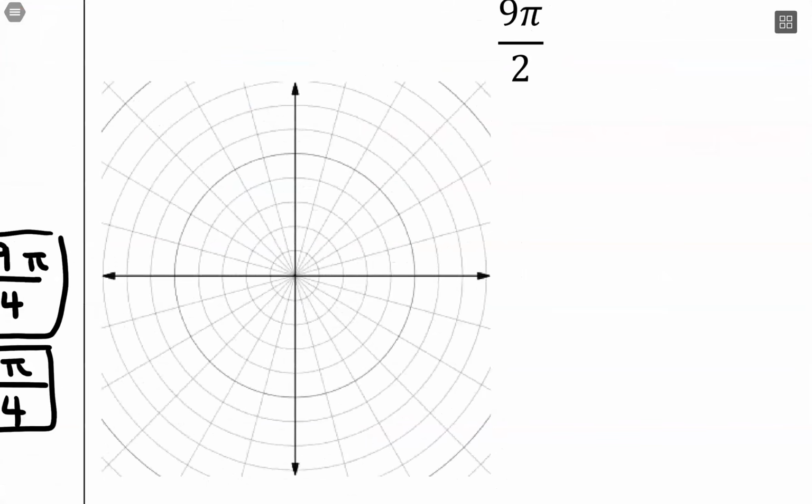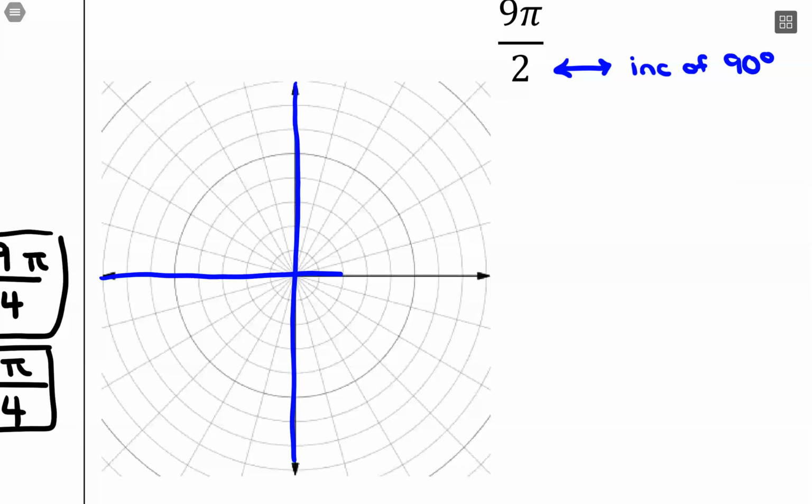So positive 9 pi over 2. So visualizing halves, it does relate to increments of 4. So it does relate to 45 degrees, but really we could think in terms of increments of 90 degrees. So we could just focus on basically landing on the X and Y axes. So it's positive, so we're going counterclockwise. So I'm going to go 1, 2, 3, 4, 5, 6, 7, 8, 9. So where we're landing is at that 90-degree angle right there. So we have 9 halves there.